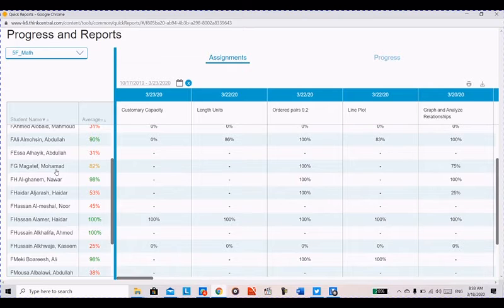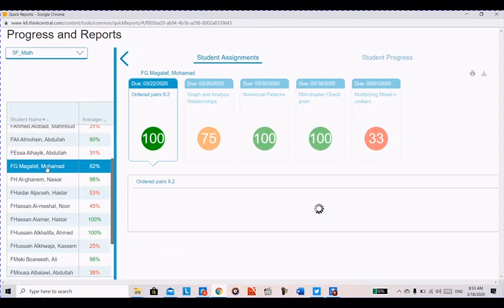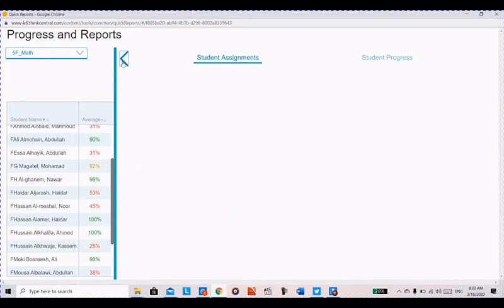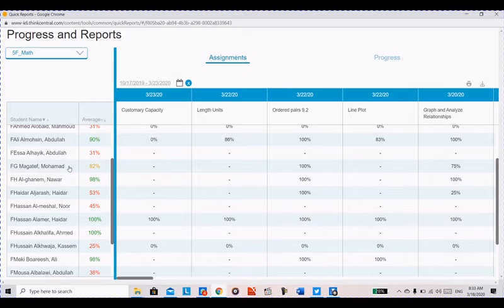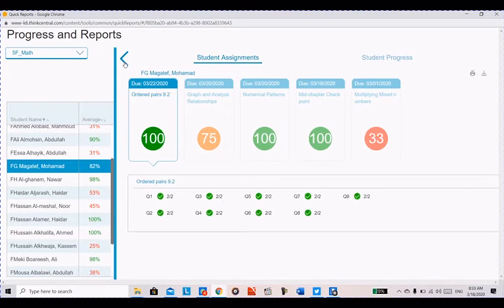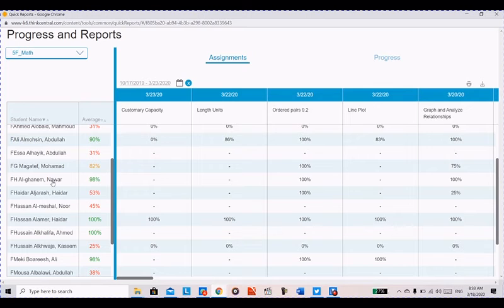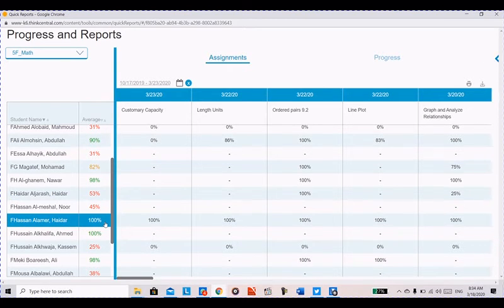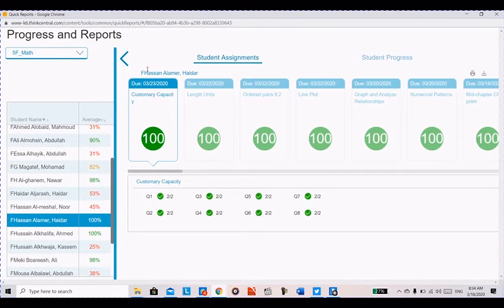We have Muhammad here. We have three late homeworks: line plot, length units, and customary capacity. Okay, next we have here Haider Al-Amir.